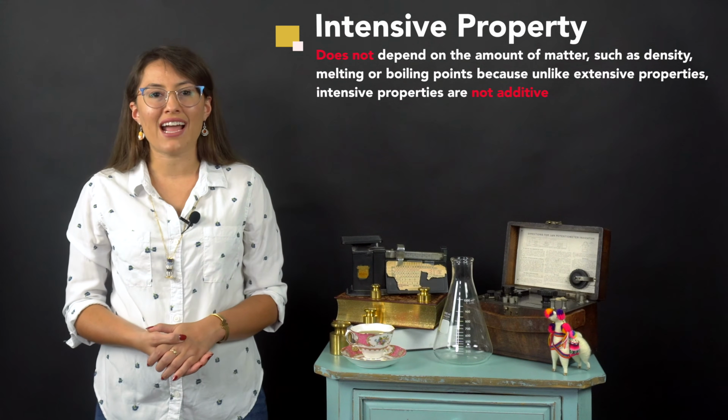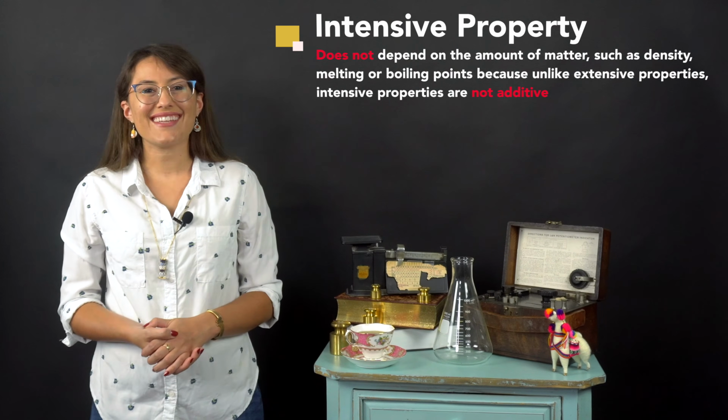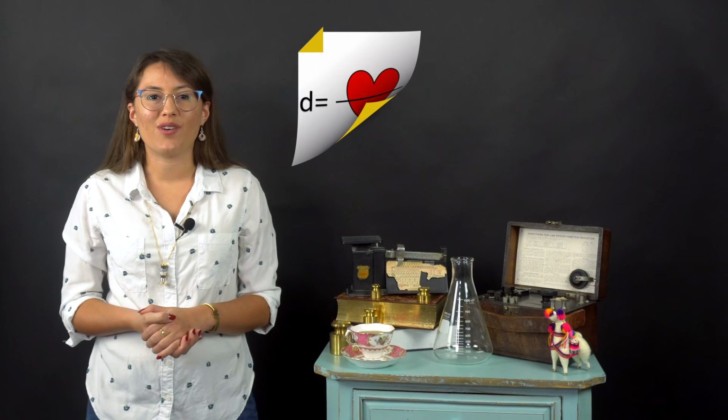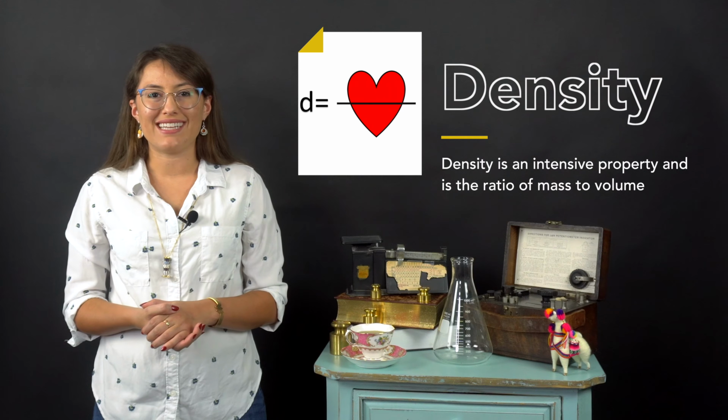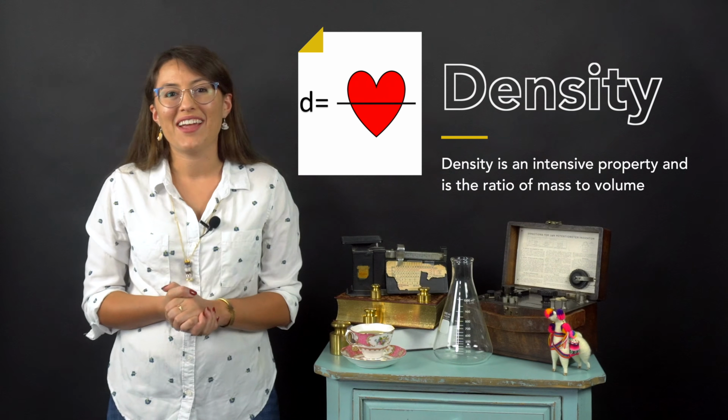We mentioned earlier that density is an intensive property and did not go into detail on what it means. Density is the ratio of mass to volume, which can be easily remembered by density is equal to a broken heart. When you mix oil and water, the oil typically floats on top of water because it has a smaller density than water. In addition, density can be used to identify a pure substance because it is a physical property.